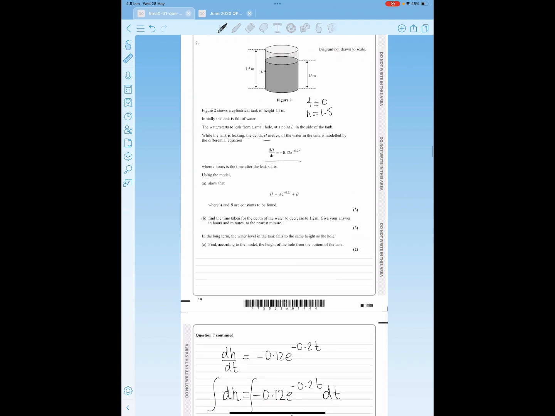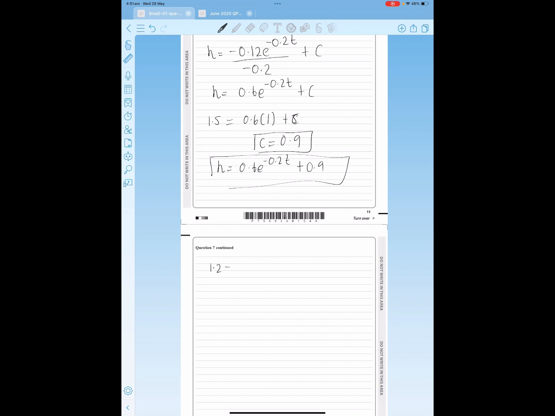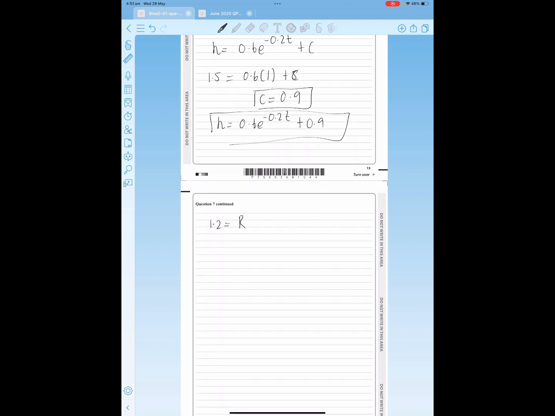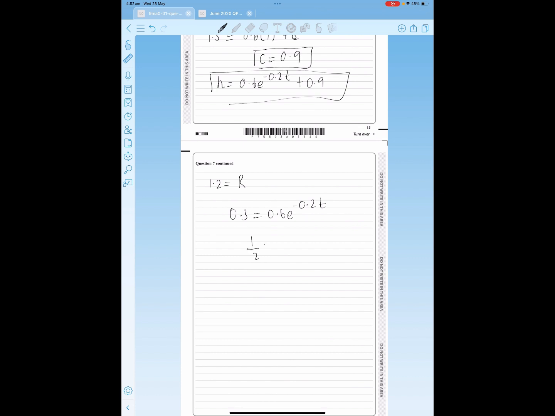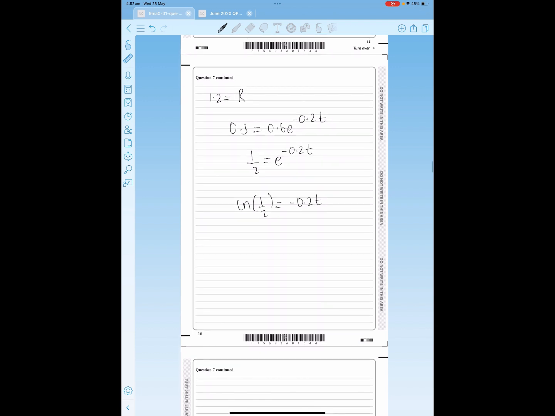That's part A done. Now part B, find the time taken for the depth to decrease to 1.2. So we just sub in 1.2 and find the value of t. So that's our model. 1.2 equals that. Taking the 0.9 to the other side, we know 0.3 would be 0.6 e to the minus 0.2t. 0.3 divided by 0.6, a half, equals e to the minus 0.2t. Natural log of both sides equals minus 0.2t, because natural log of e is 1. And then t would just be the natural log of half over minus 0.2.